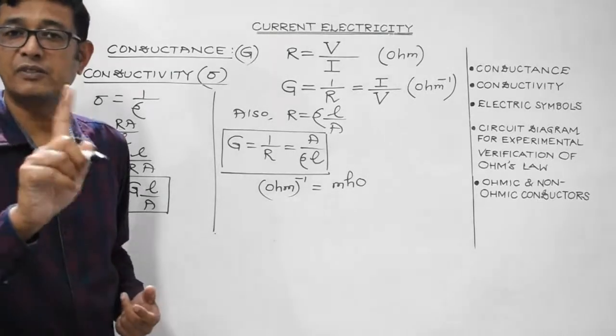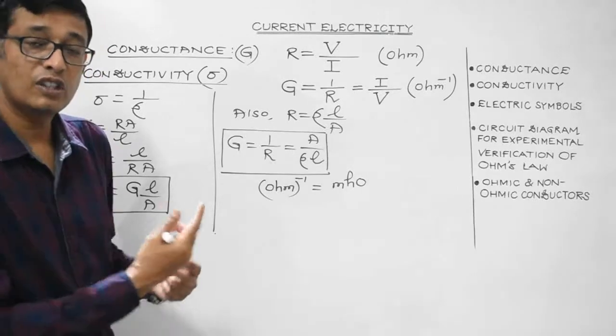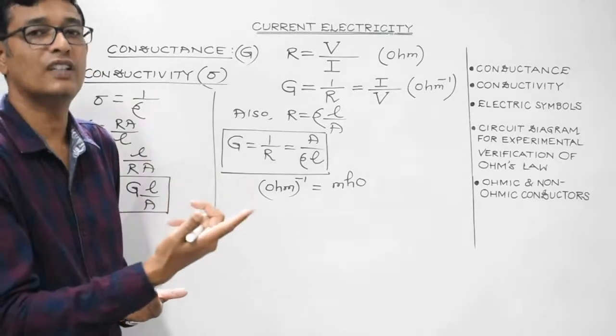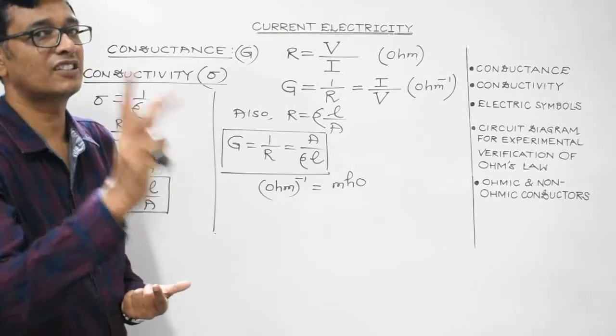For example, the resistivity of insulators is of the order of 10 raised to 16 to 10 raised to 18. So the conductivity of insulators would be the reciprocal of that. It would be from 10 raised to minus 18 to 10 raised to minus 16.